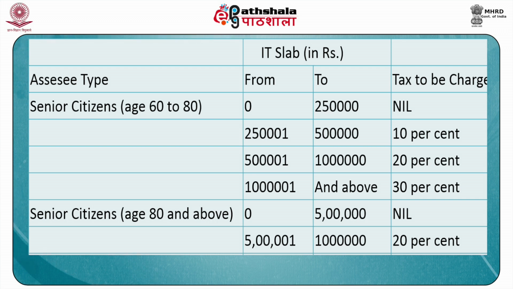Thirdly, if you are a senior citizen but your age is above 80 years, then the tax concessions are even more. So if your income is less than 5 lakhs, that means we raise the slab here. If your income is less than 5 lakhs, you are not imposed any income tax. For an income between 5 to 10 lakhs, you are taxed at the rate of 20%.